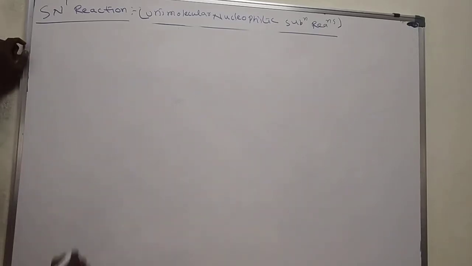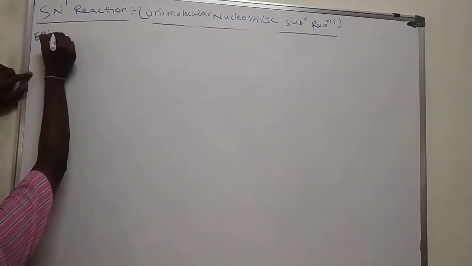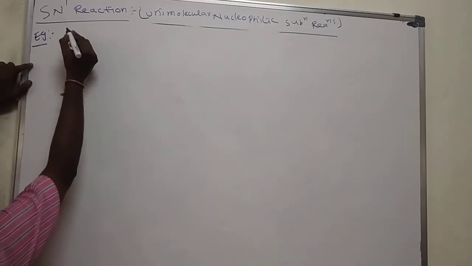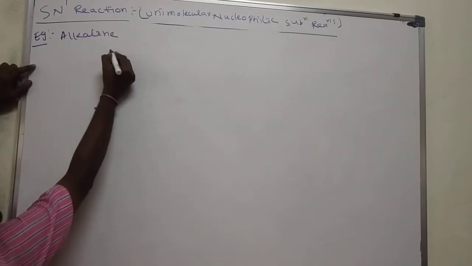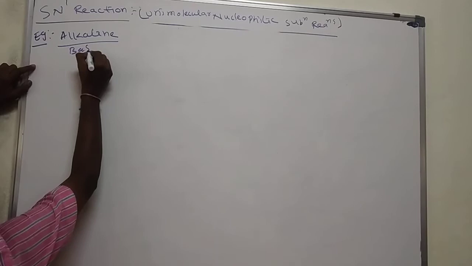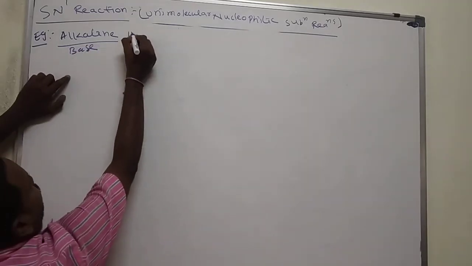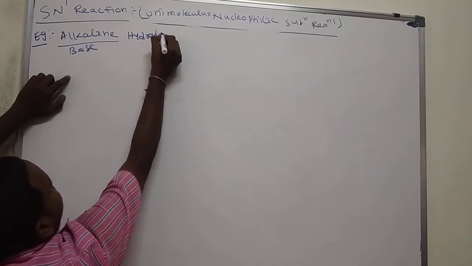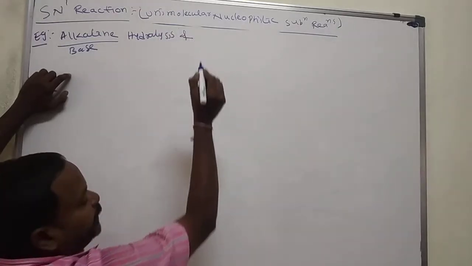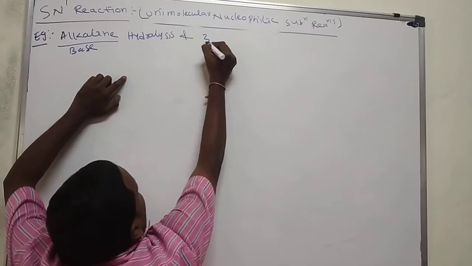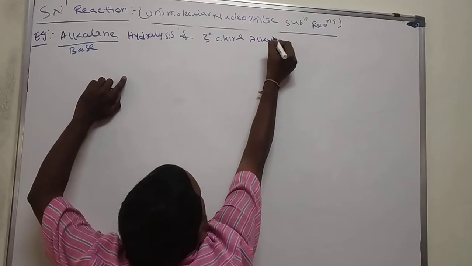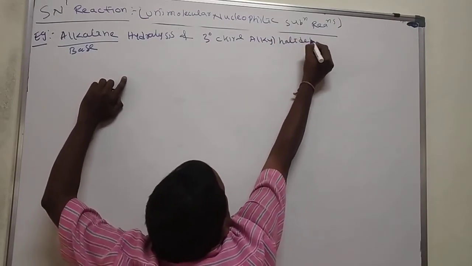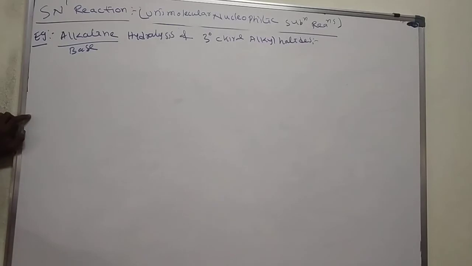Here I am taking one best example for the SN1 reaction: alkaline hydrolysis of tertiary chiral alkyl halides. Alkaline means base. What is the meaning of alkaline? Base.